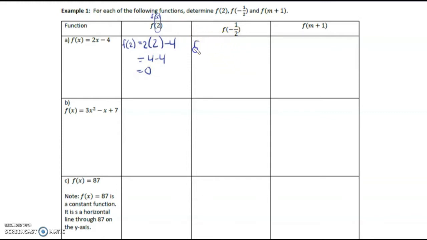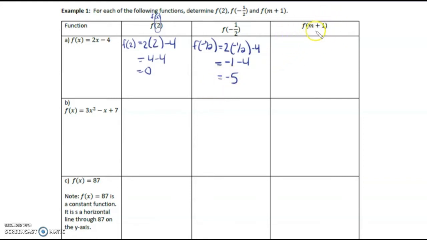Now let's do f at negative 1/2. So let's sub in 2 times negative 1/2 minus 4. We don't need a bracket there. So 2 times negative 1/2, I get negative 1 minus 4, and I get negative 5.